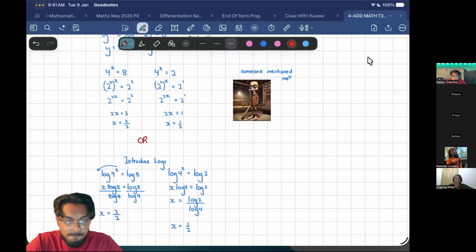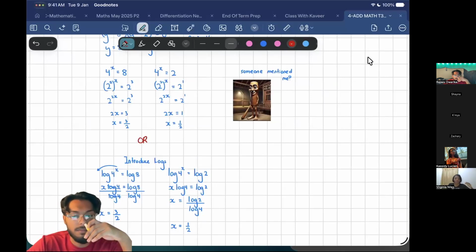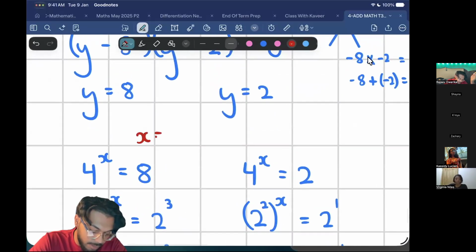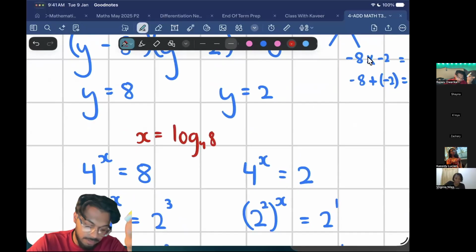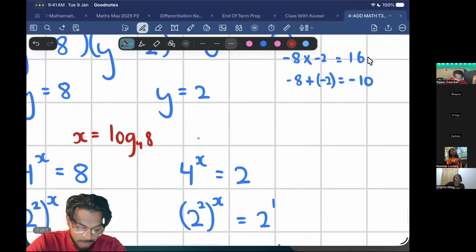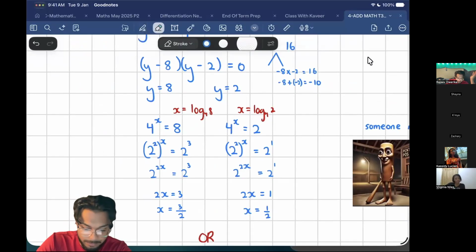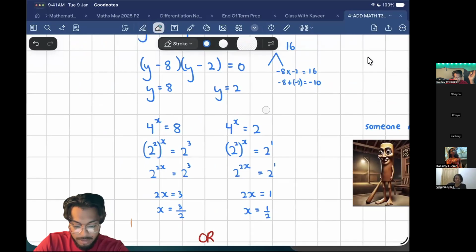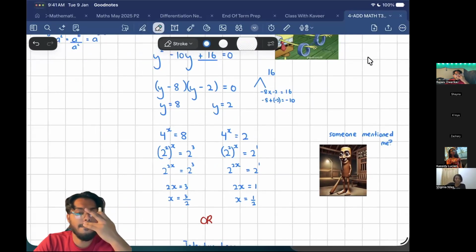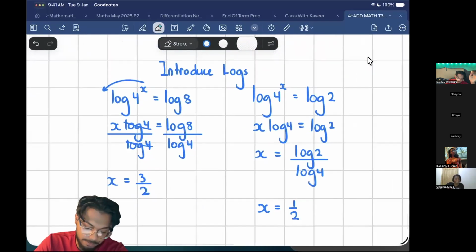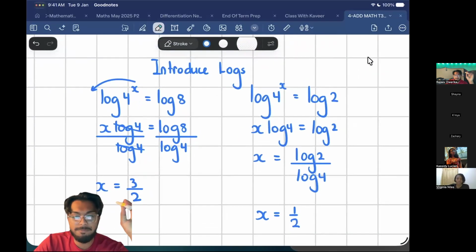But I still have a question. Yeah, talk to me. Can't we just convert it to log form and get the answer immediately? Yeah, we could. Like we could just say x is equal to log base 4 of 8. Bingo. Yeah. You could just say x is equal to log base 4 of 2. You get the answer immediately. So sharp people do have the privilege of doing that. Unfortunately, people without a calculator don't have the privilege of doing that, or they would have to do this.